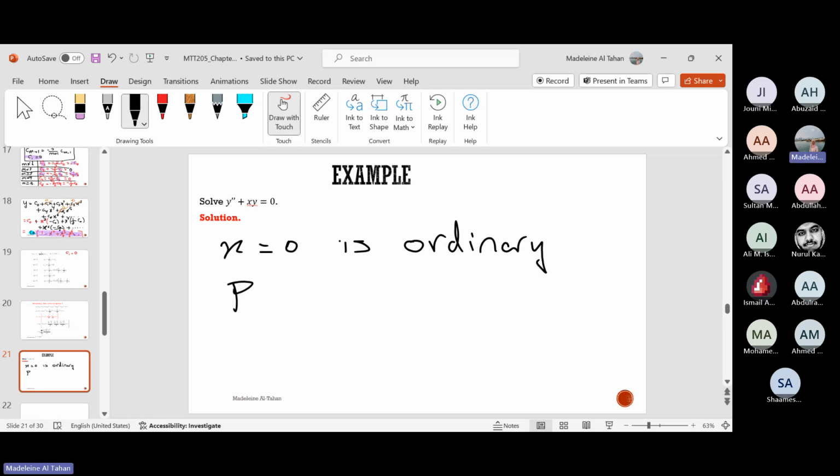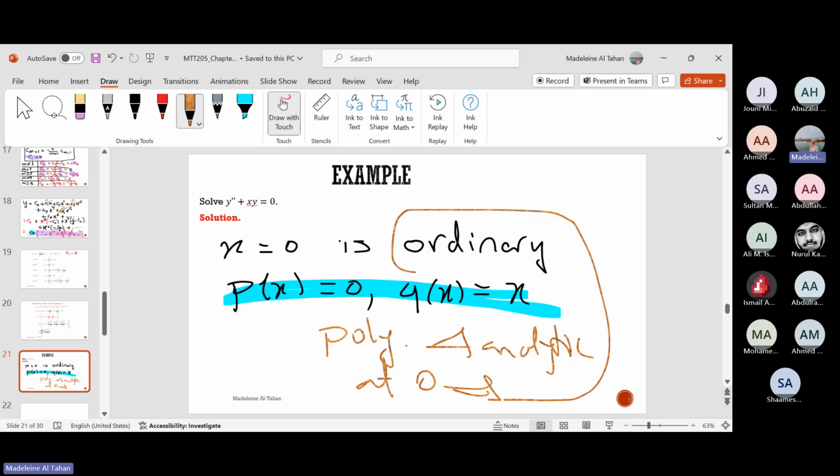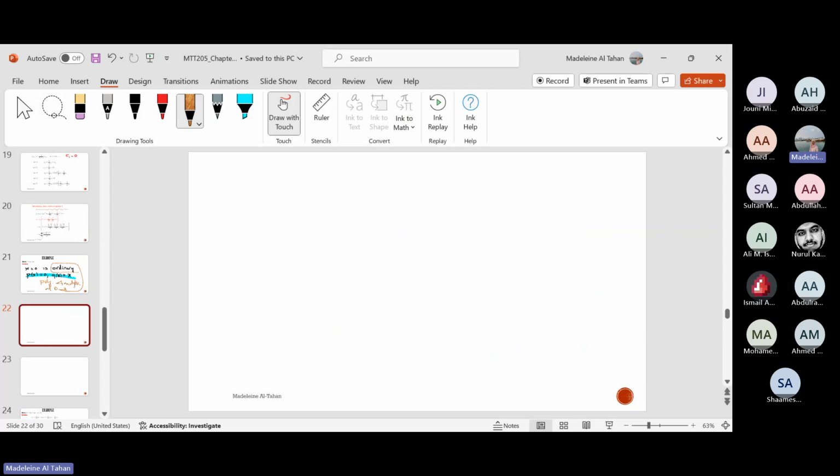What's P of X, miss? P of X is 0 and Q of X is X. Both of them are polynomials, which are differentiable, implies analytic at 0, which implies that what will we get? Ordinary point. Okay, miss? Is it clear? Yes. Do we still remember the ordinary point? Now, we have the right, because it's ordinary, to use the series solution.